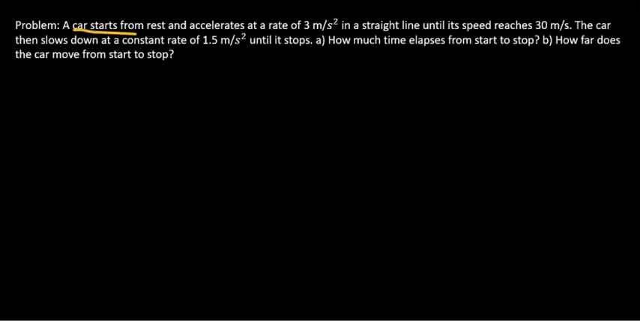A car starts from rest and accelerates at a rate of 3 meters per second squared in a straight line until its speed reaches 30 meters per second. The car then slows down at a constant rate of 1.5 meters per second squared until it stops. How much time elapses from the start to stop?